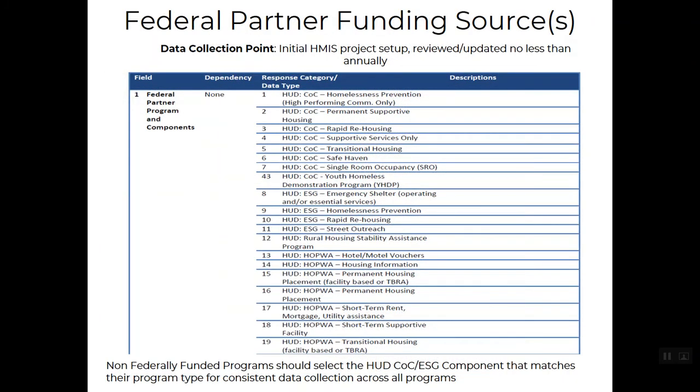Federal partner funding sources, again, decent list here. This should match up with your grant agreement for your projects that you're setting up in HMIS. Boston requires or strongly encourages that even if your program is not a federally funded project that has to report into HMIS, that you do also report your data into HMIS. It helps for policy and planning purposes and really enables us to have a full picture of the homeless situation in the city of Boston.